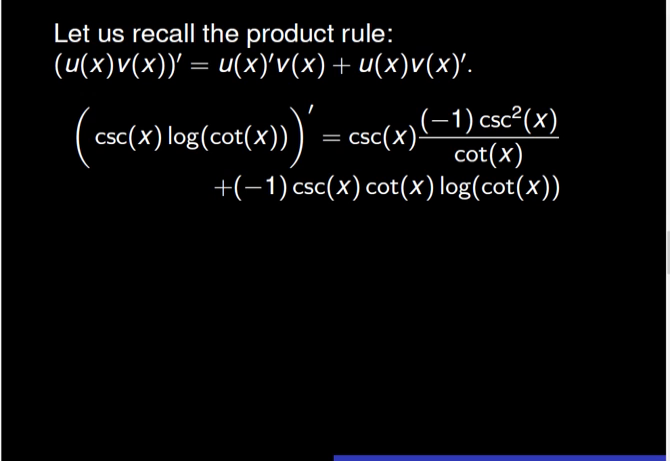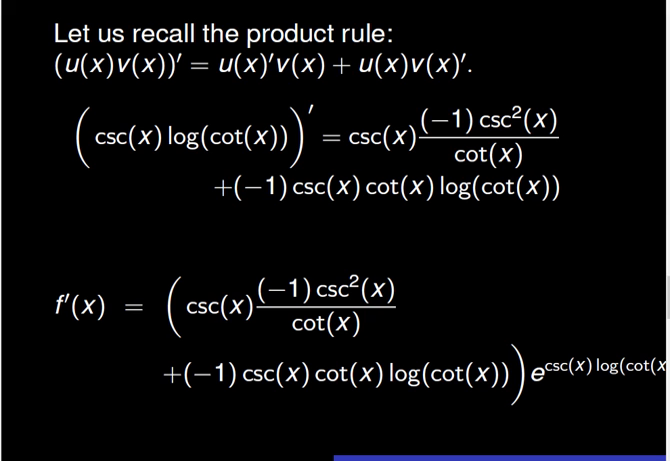Observe that, in order to find the derivative of the quantity cosecant of x times logarithm of cotangent of x, we need to use the product rule. In this case, the derivative is cosecant of x, times the fraction minus 1 times cosecant square of x over cotangent of x, plus minus 1 times cosecant of x times cotangent of x, times logarithm of cotangent of x.